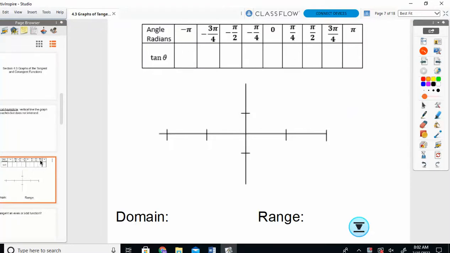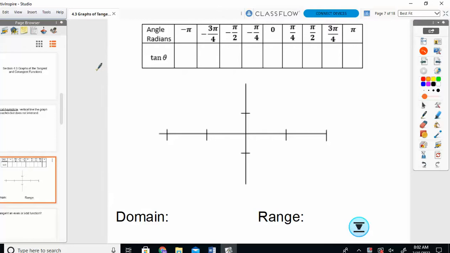Start with tangent. You'll notice I have some different points on here than what we did with sine and cosine. I did not do 0 to 2 pi. I started at negative pi and I went to positive pi. That will make sense in a little bit, okay?